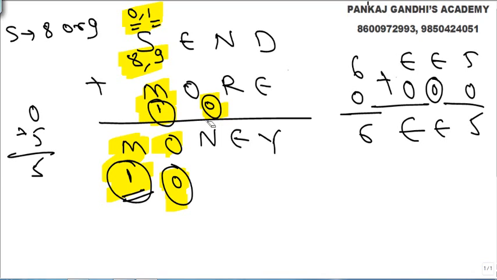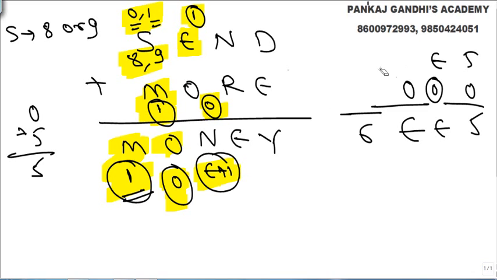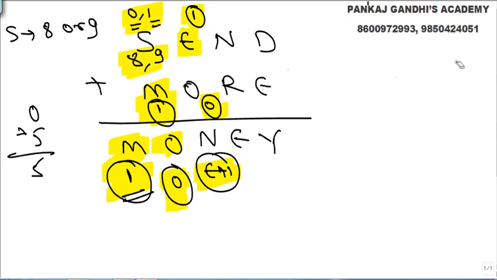What does it mean? Simple thing. E plus 0 is not coming as E, which means there is a carry forward of 1 from here, compulsorily, and that's why E plus 0 is not coming as E. So N value is nothing but E plus 1. Whatever E comes, N value will be E plus 1.